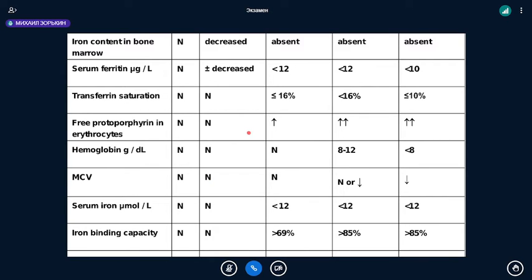Please take a look. Hemoglobin. The hemoglobin value for the latent stage is normal. For early iron deficiency, it is 8 to 12 grams per deciliter, so it is decreased. MCV for the latent stage is normal, which means the size of the red blood cells is not affected. And for early iron deficiency, it can be decreased.